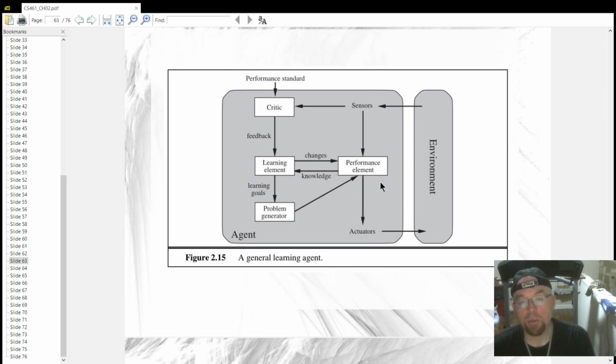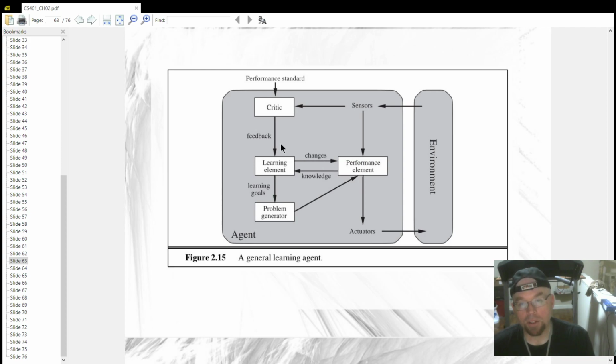Okay. Now the performance element here is what we had been thinking of as the agent function before, right? So imagine if you added a bunch of supporting elements to your agent function, therefore your agent program, right? That has the ability to modify on the fly your agent program, right? So these subsystems, critic, learning element, problem generator, more on that in a second, have the ability to directly or indirectly change the agent program, okay, update it.